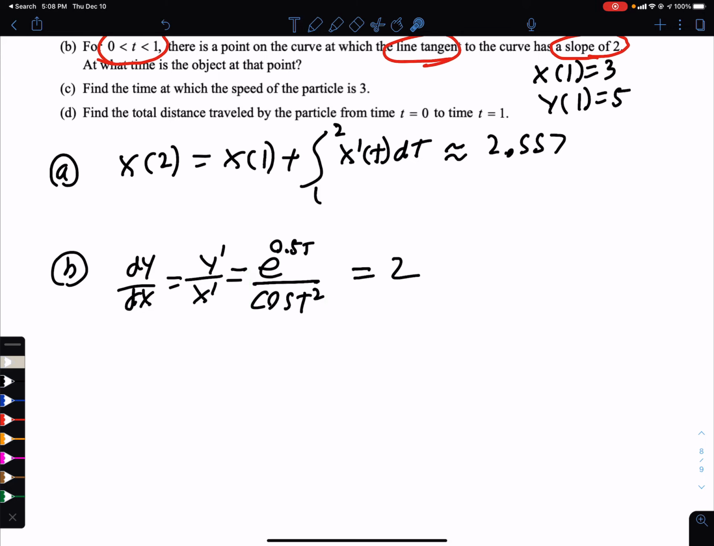And I do that on the calculator. If you find that intersection point on your calculator, you would get t is 0.840. And that's part B.